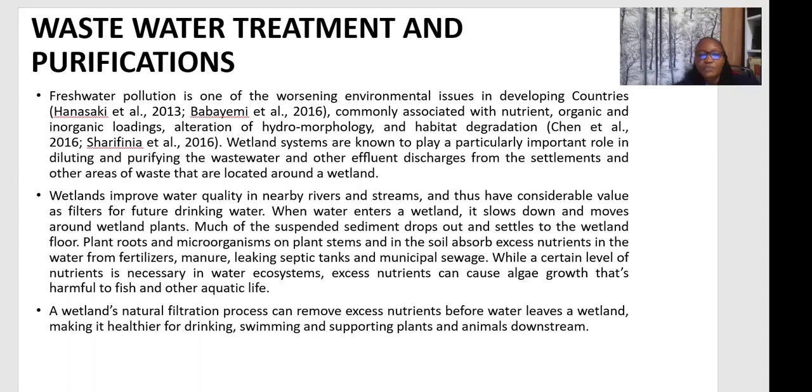While a certain level of nutrients is necessary in water ecosystems, excessive nutrients can cause algae growth that is harmful to fish and other aquatic life. A wetland's natural filtration process, therefore, can remove excess nutrients before water leaves a wetland, making it healthier for drinking, swimming, supporting plants and animals downstream, and even using it for irrigation.